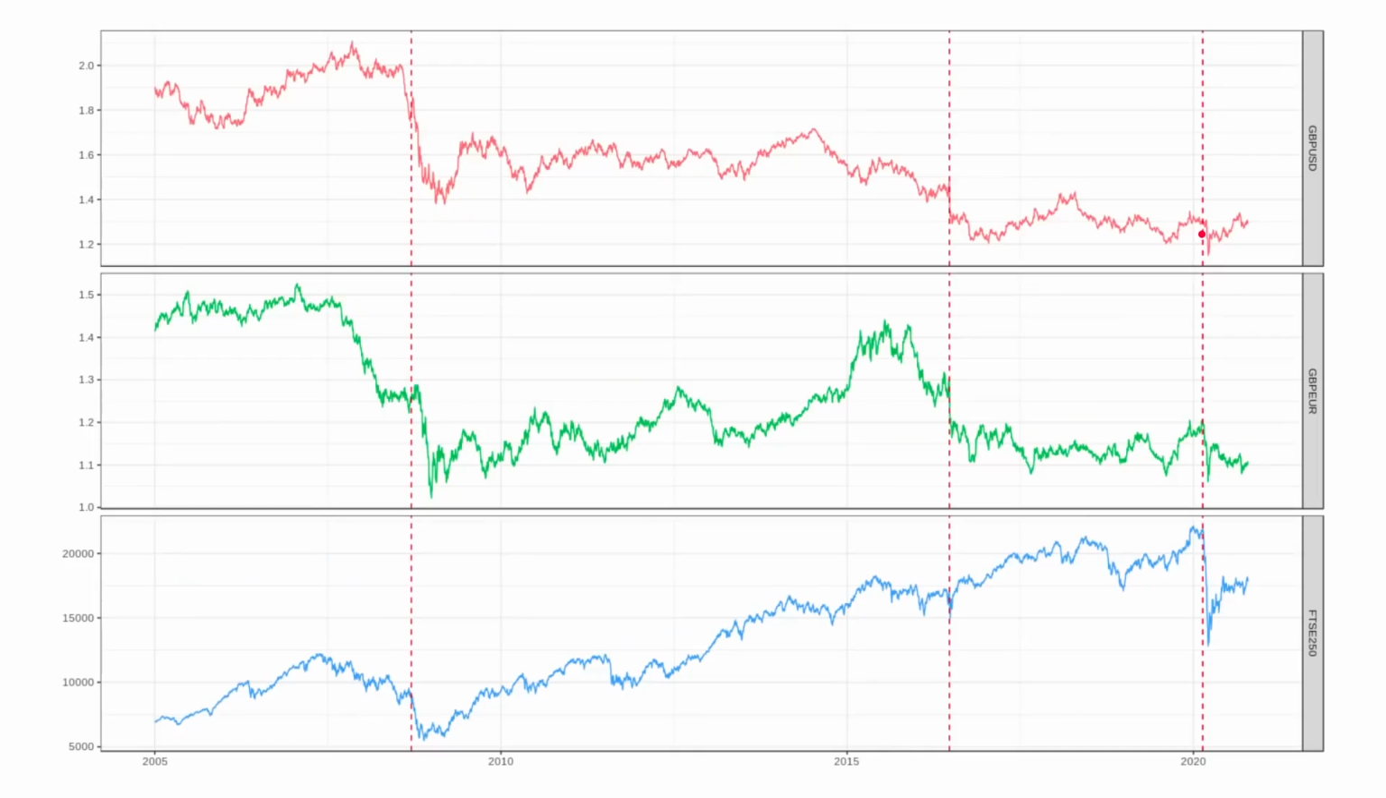And if we extend that period of time all the way back to 2005, the dashed lines here show crises. So this was the default of Lehman Brothers in 2008, this was the Brexit referendum result in 2016, and this was the pandemic equity sell-off in 2020. And you can see that after each of those events, sterling weakened versus the dollar and versus the euro at the same time that equity markets were falling.